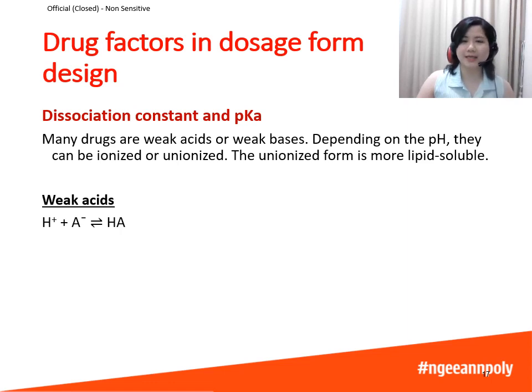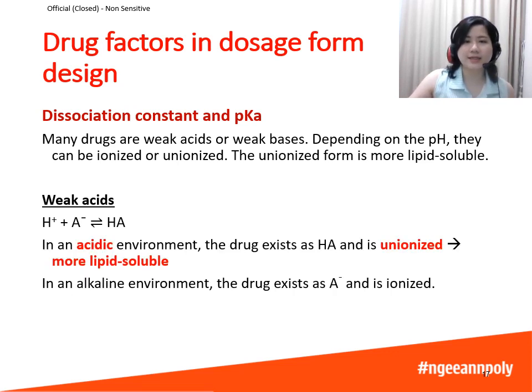A drug may be a weak acid. Let's represent it as HA, A for acid. This chemical equation shows that the drug can exist in two forms, A- and HA. In an acidic environment, the drug exists as HA and is unionized. You can see that there's no positive or negative charge on the HA. The unionized form is more lipid soluble. In an alkaline environment, the drug exists as A-. There is a negative charge on the A-, so this is the ionized form, which is more water soluble.